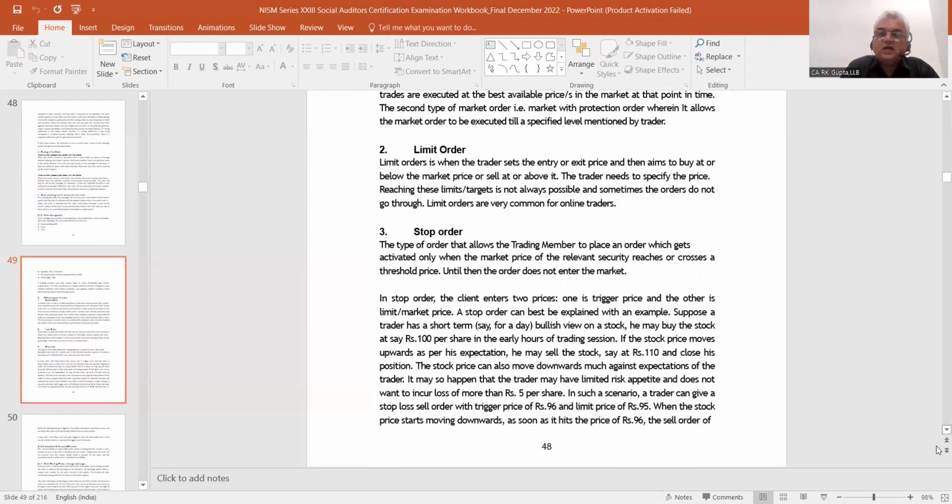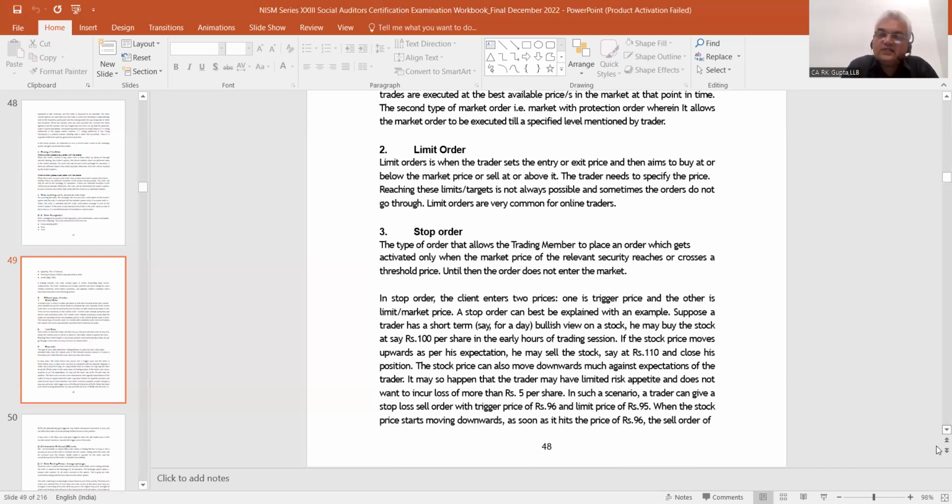If the stock price moves upwards as per his expectation, he may sell the stock, say at 110, and close his position. The stock price can also move downwards, much against the expectations of the trader. It may so happen that the trader has limited risk appetite and doesn't want to incur a loss of more than, say, rupees 5 per share. In such a scenario, a trader can give a stop loss sell order with a trigger price of 96 and a limit price of rupees 95.